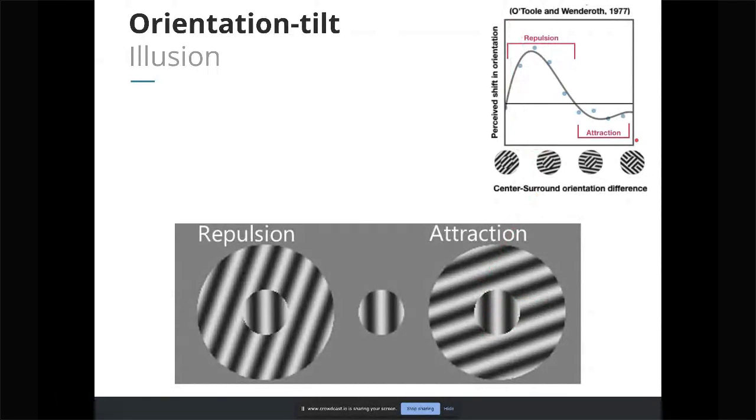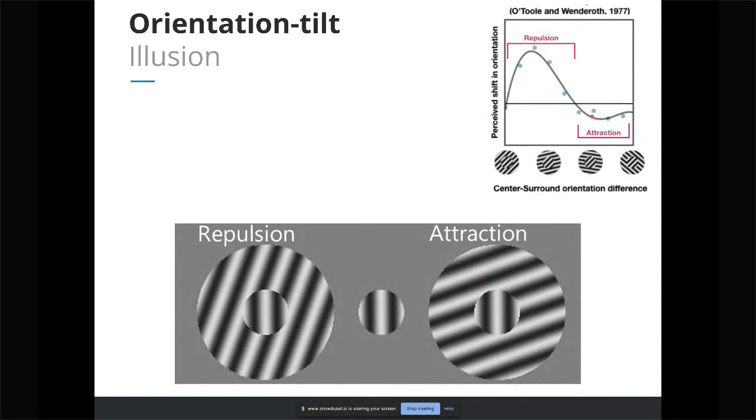But here on the upper right corner are data from O'Toole and Wenderoth that have been replotted. On the y-axis is the reported perceived shift in orientation from human participants. On the x-axis is the corresponding angular difference between the center and the surround. What you see here is that when the angular difference between the center and the surround is small, the surround appears to repulse the center, tilting it away from the orientation of the surround. Past a critical angular difference, the effect reverses, and then the surround appears to attract the center.